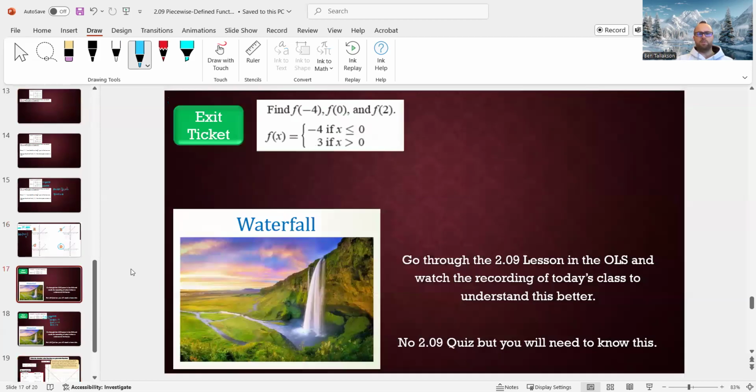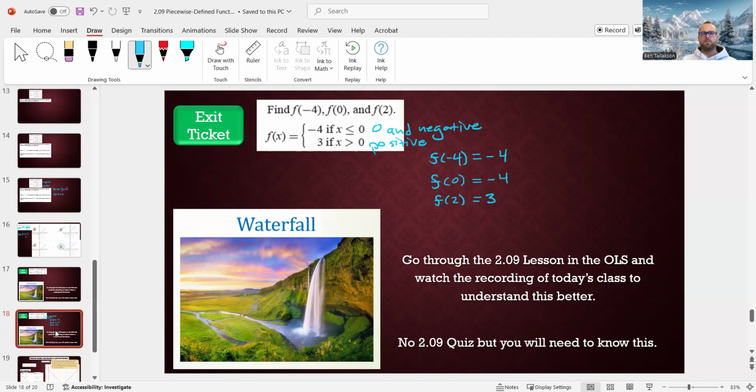And now it's time for our exit ticket. Can you find f of -4 and 0 and f of 2? Well, not a whole lot of work here. Let's see how you did. Hmm. Let's take a look. One thing at a time.